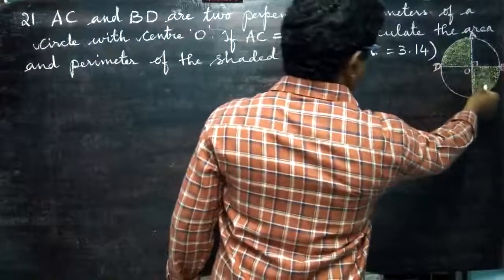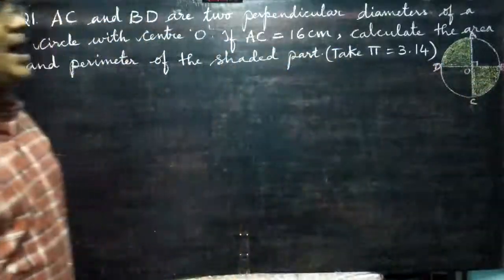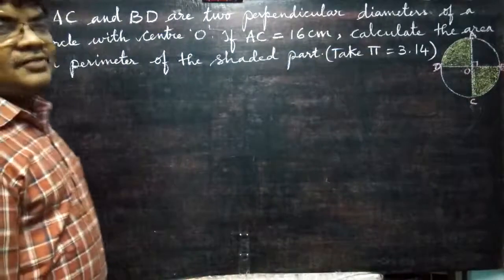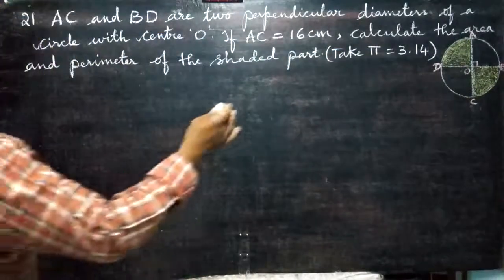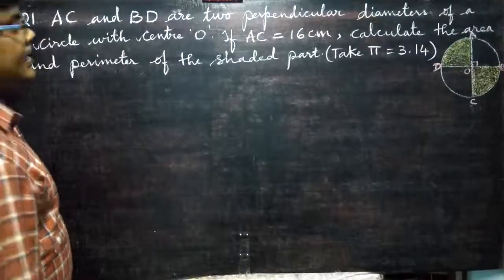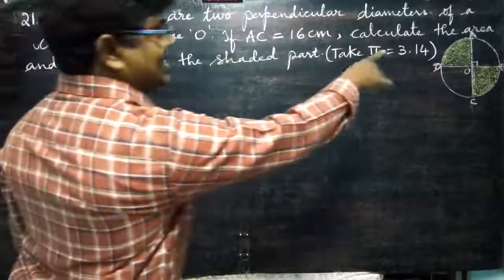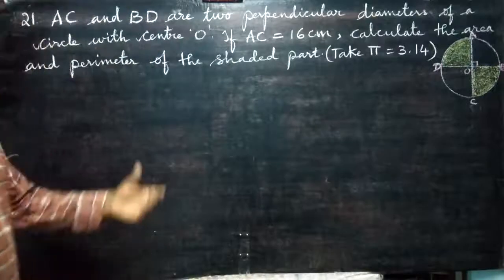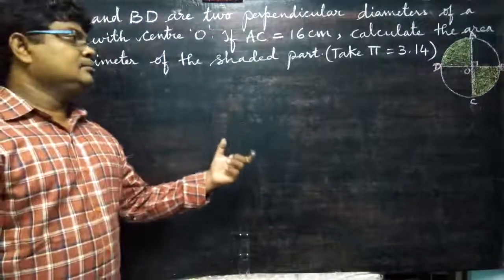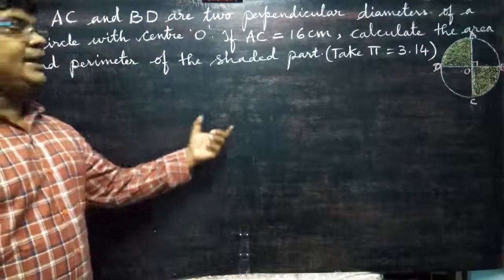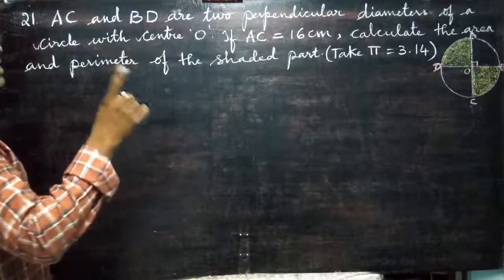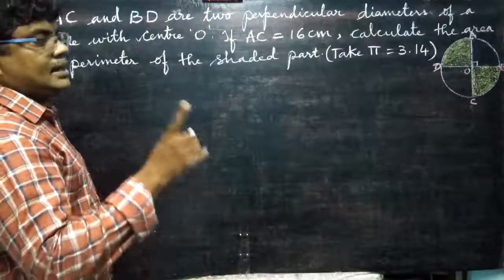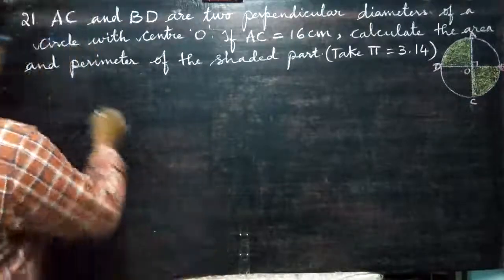1/4 of a circle. This is also 1/4. Together if you add, it will be half of a circle. Half means semicircle. So the shaded part is a semicircle. And they have given AC as diameter. We have to find the diameter, and from the diameter we have to find the radius. So AC how much? BD also will be that much only, because diameters are equal.